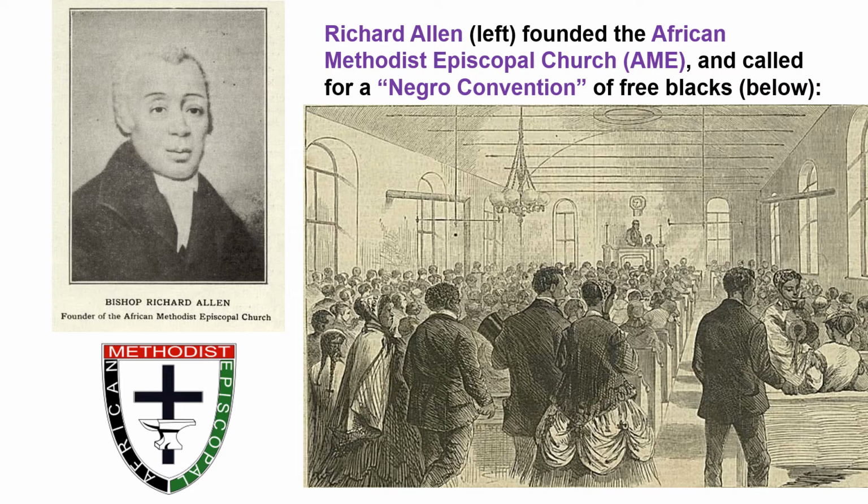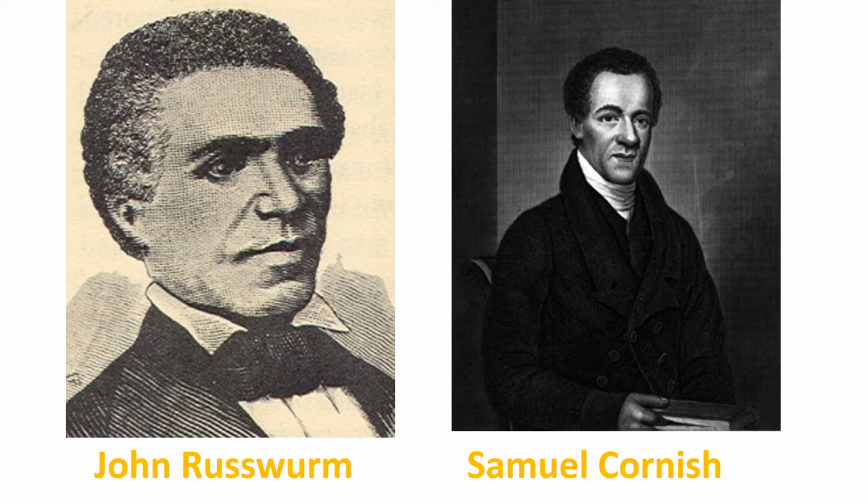And in 1830, he hosted a free black Negro convention, sort of to get his AME ministers involved in the abolitionist movement. About the same time that Richard Allen was forming his Negro convention and trying to get AME ministers to support abolitionism, you see two free blacks, John Russwurm and Samuel Cornish, begin to publish the first black newspaper known as the Freedom's Journal, which obviously advocated for abolitionism.